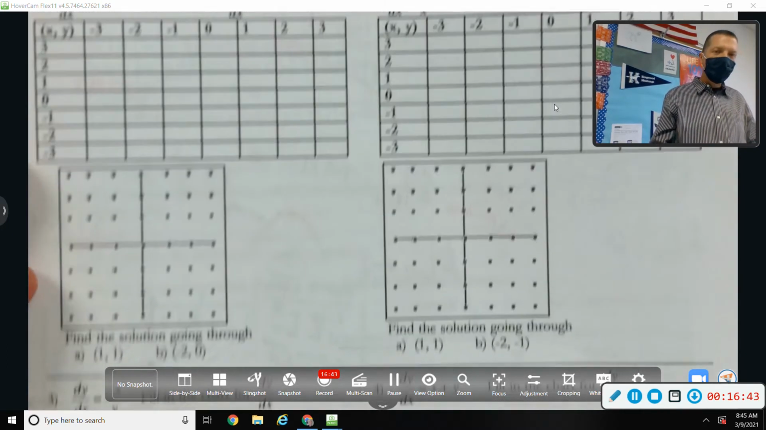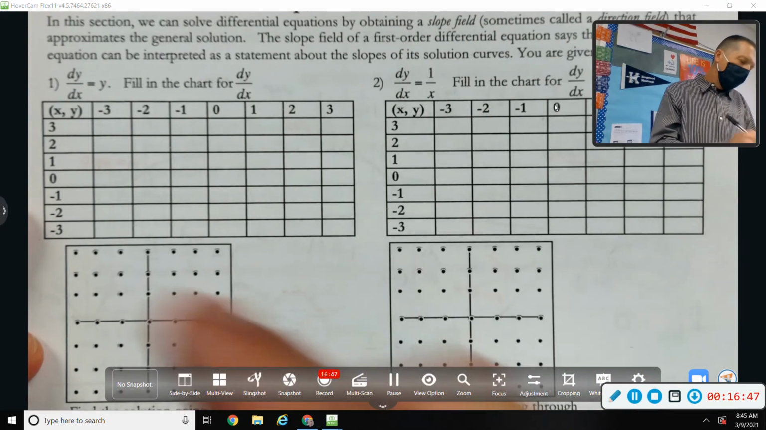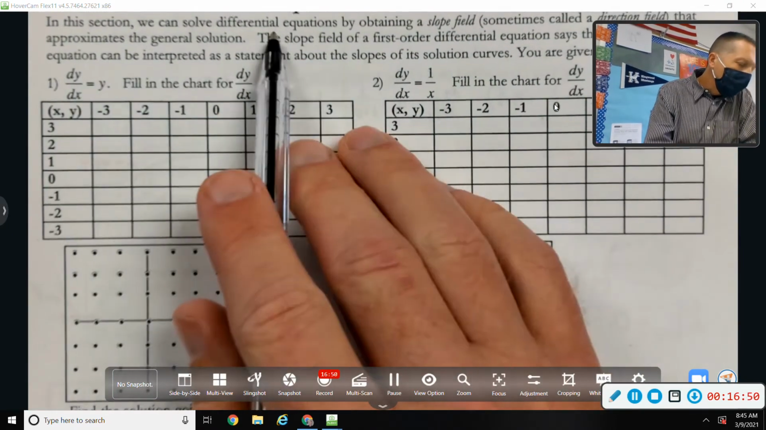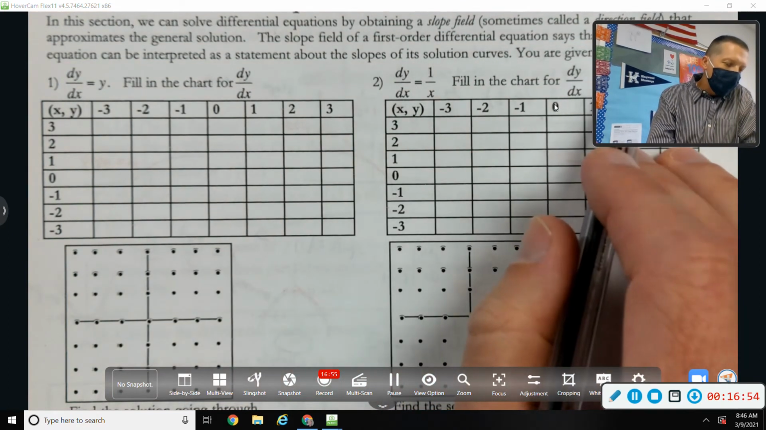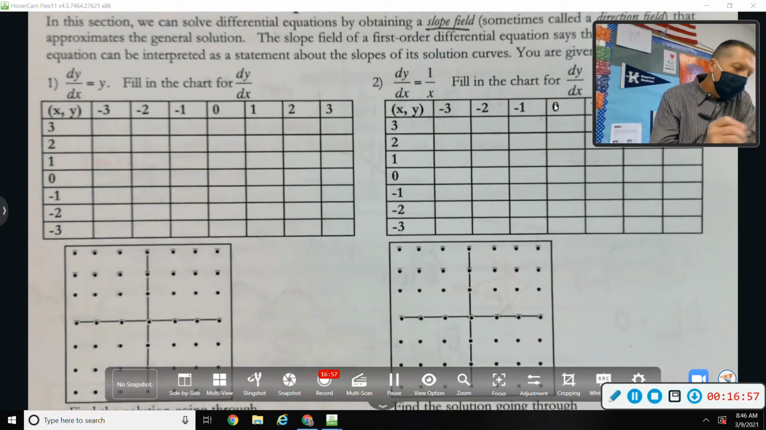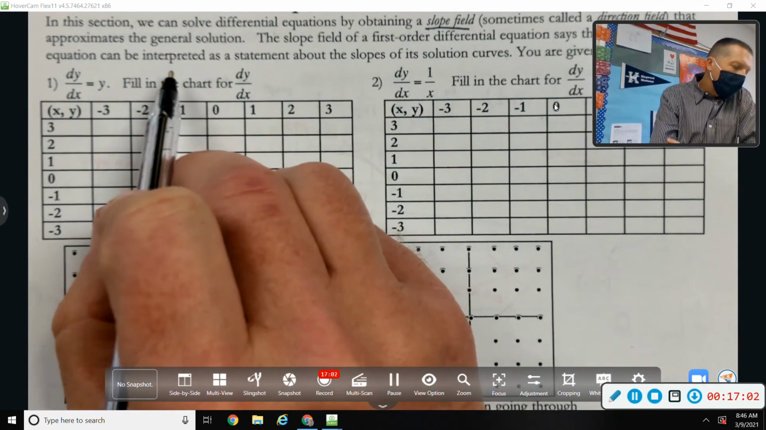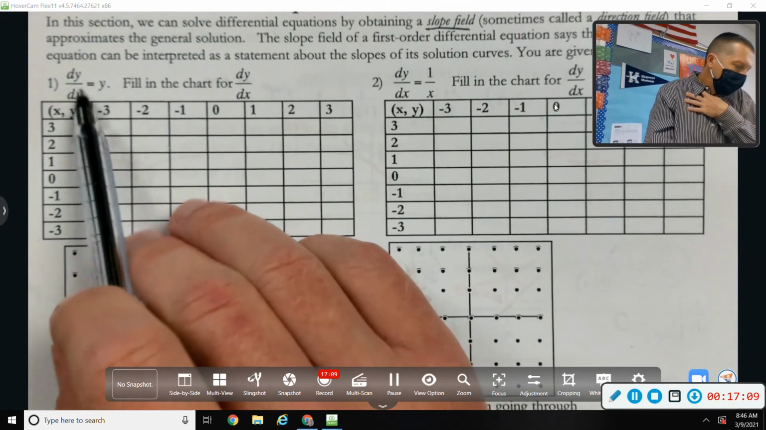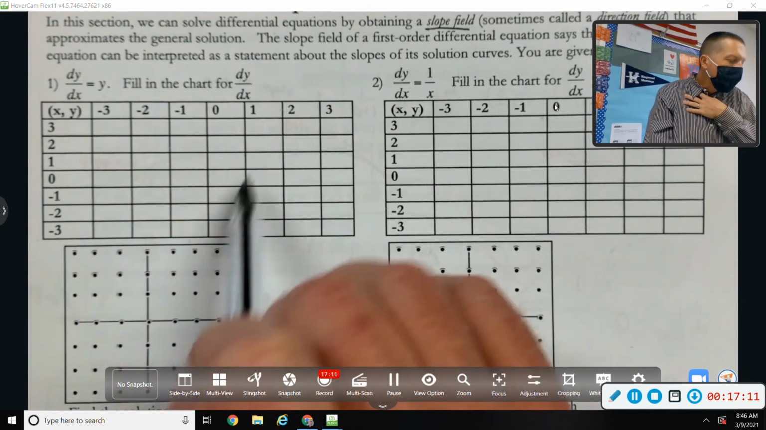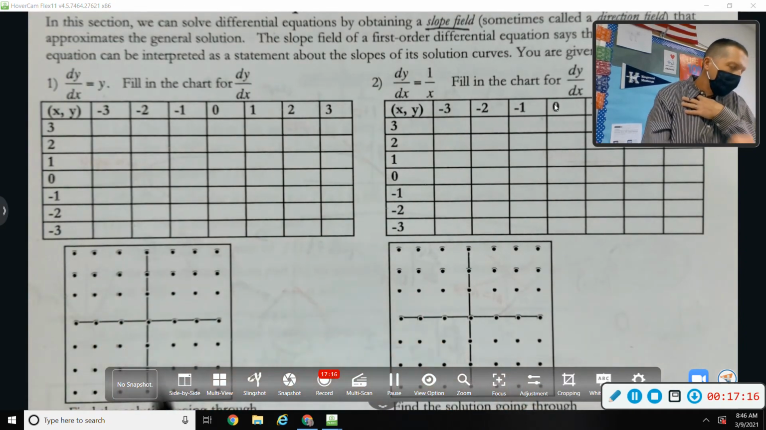All right, let's draw our own slope field. And, let's read the thing here. In the section, we can solve differential equations by obtaining a slope field. I've never heard it called a direction field, but slope field for sure. That approximates the general solution. So the slope field tells you sort of what the graph looks like without actually having the graph. So let's do dy dx equals y. So let's fill in the chart for dy dx, and then we'll use this chart to make the graph.